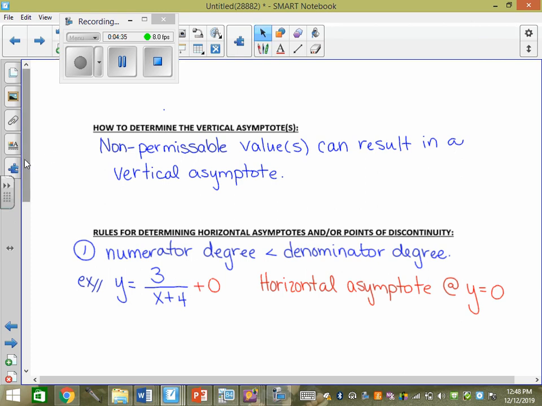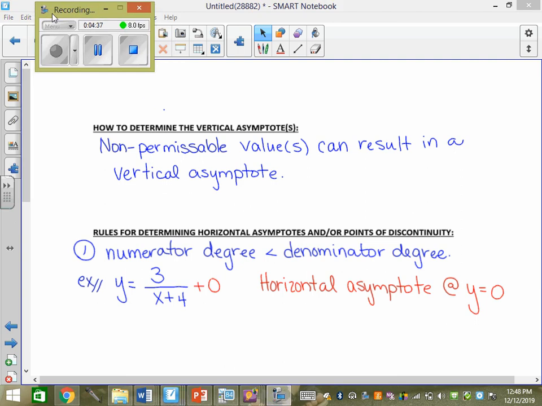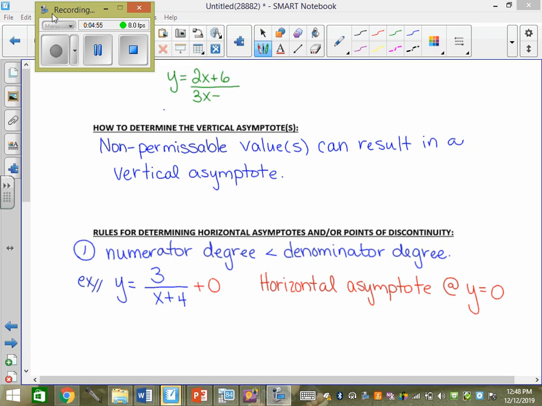Up here, we're going to go through an example from yesterday where the degree of the numerator was actually the same as the denominator. So say we had y equals 2x plus 6 over 3x plus 1. So I gave this to you yesterday and asked you to convert it to transformed form, right? Into the standard form. What was our first step?